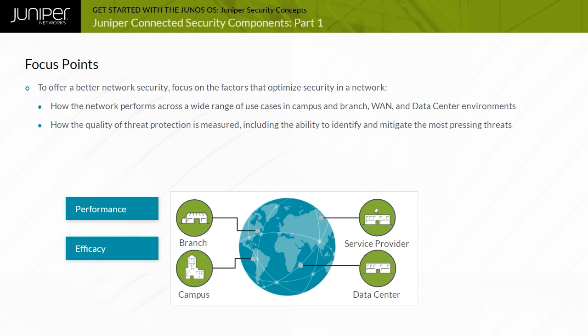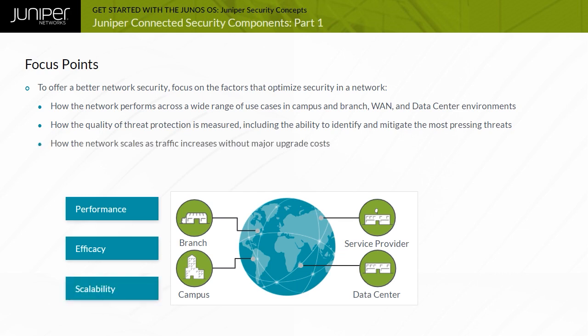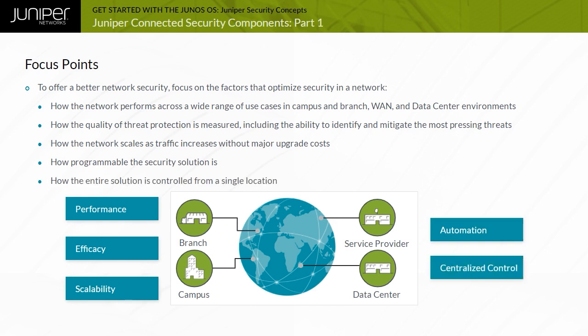Efficacy, that refers to how the quality of threat protection is measured, including the ability to identify and mitigate the most pressing threats. Scalability, that refers to how the network scales as traffic increases without major upgrade costs. Automation, that refers to how programmable the security solution is. And centralized control, that refers to how the entire solution is controlled from a single location.